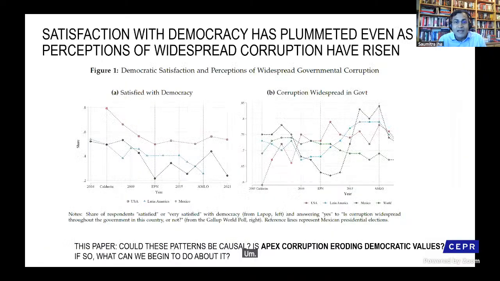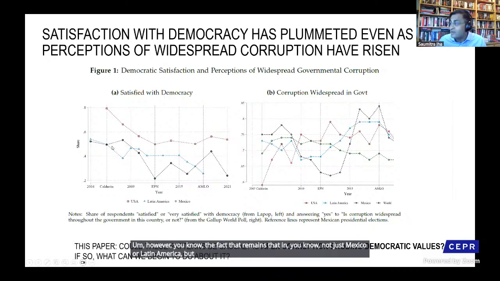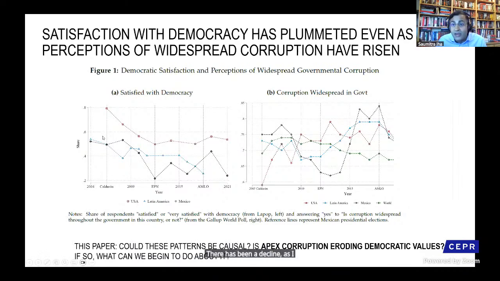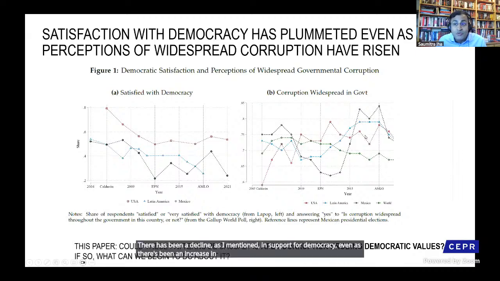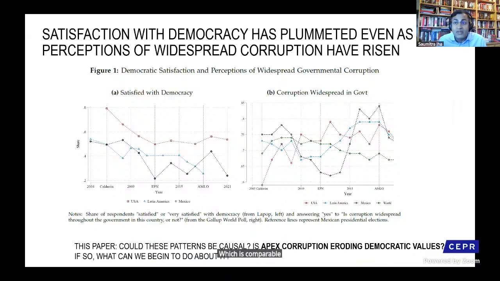However, the fact remains that not just in Mexico or Latin America, but even in the United States and elsewhere, there has been a decline, as I mentioned, in support for democracy, even as there's been an increase in the perceptions that corruption is widespread in the government. In fact, in the US, the numbers are basically comparable. Around 75% of Americans believe corruption is widespread in the government, which is comparable to what is the case in Mexico at this point in time as well.